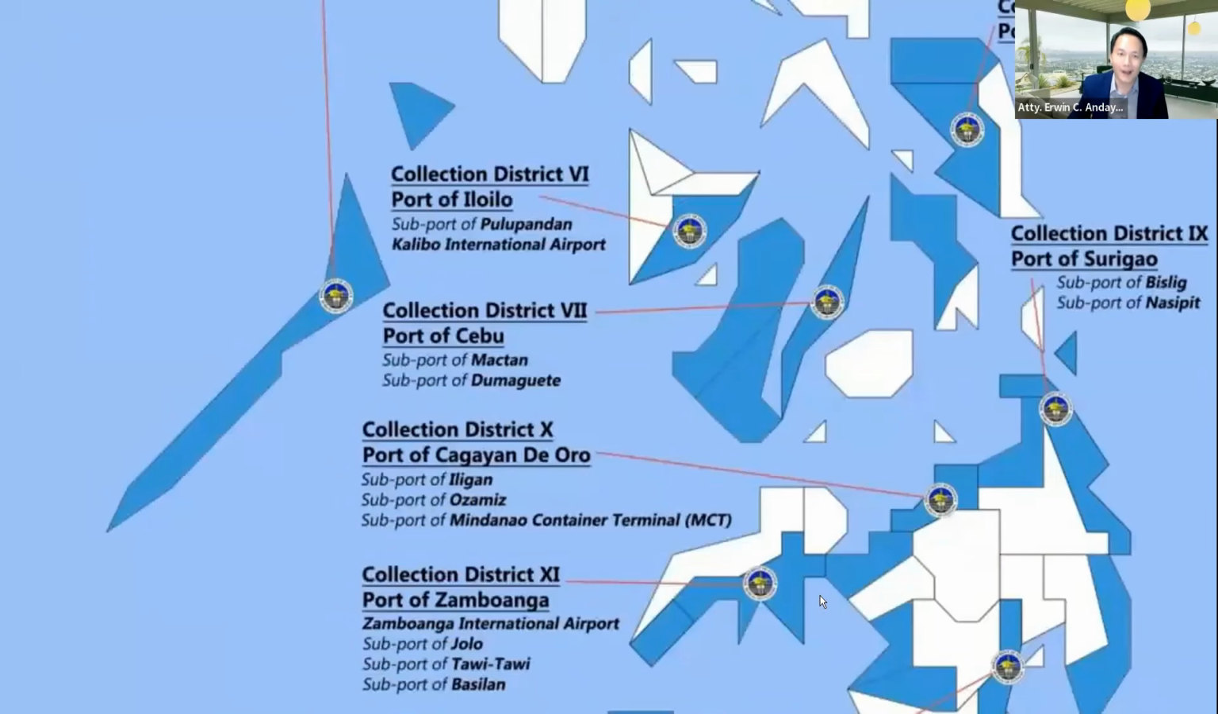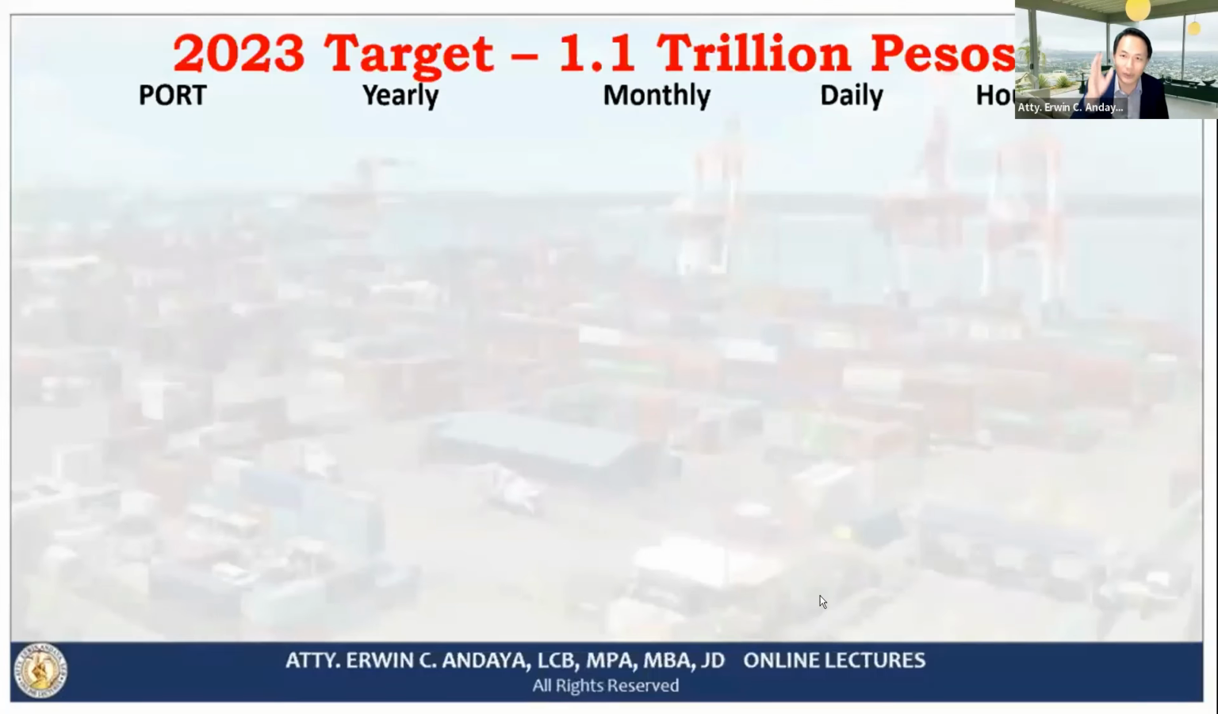Okay? Kanina sabi ko sa inyo, I'll share to you the target of the Bureau of Customs. So for 2023, ang target po ni Bureau of Customs ay 1.1 trillion pesos. Ito po yung pinakamalaki. Umabot na po ng trillion. Dati 100 million lang. Ngayon for this year, 1.1 trillion pesos. Sige. Can anyone tell me ano yung pinaka-number one, pinaka-unang port in terms of revenue collection target? Sige, key in your answer in the chat box.